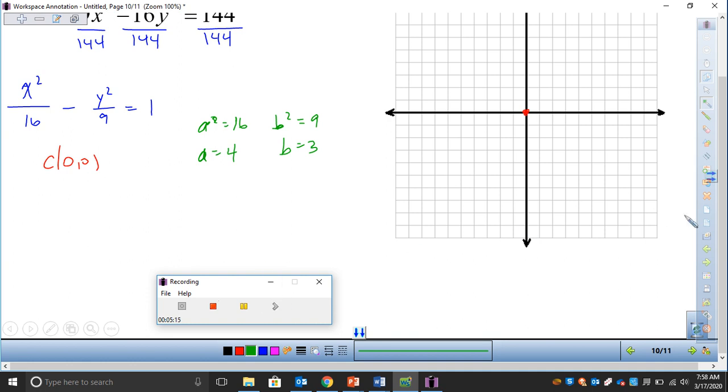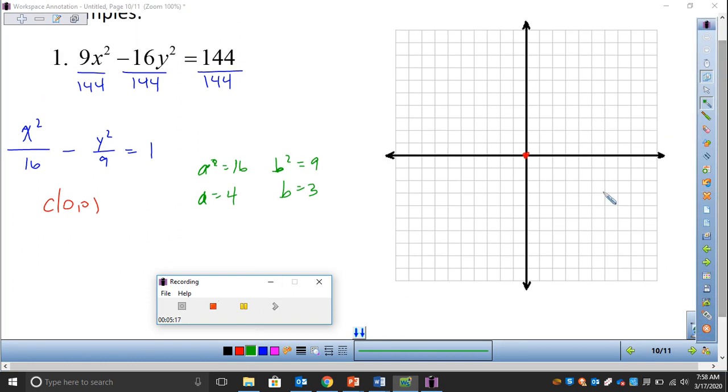So now our vertices, we have to talk about this being left and right. This is left and right because the x is squared. So whatever one is positive, that tells you the direction. So x is squared, we're going to go left and right 4 units. 1, 2, 3, 4. If I want left and right 4 units, I'm going to go up and down 3 units. 1, 2, 3.